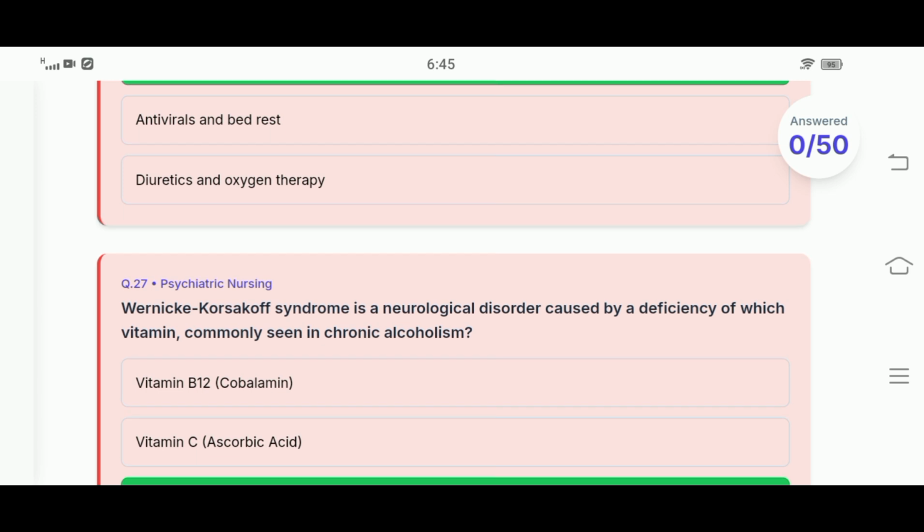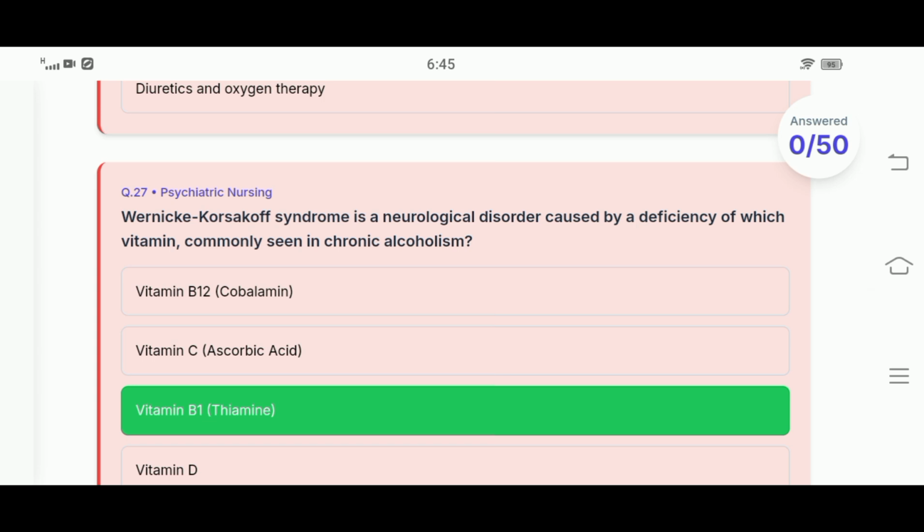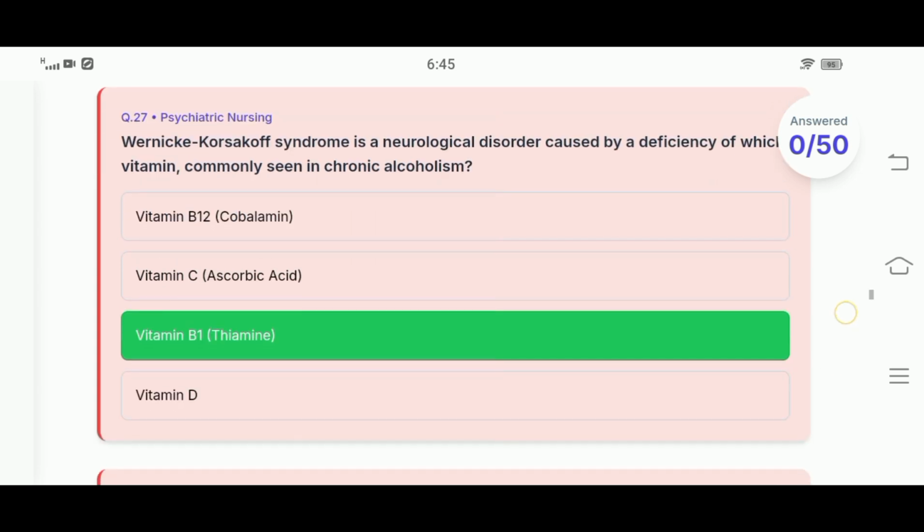Next, 27. Psychiatric nursing. Wernicke-Korsakoff syndrome is a neurological disorder caused by a deficiency of which vitamin? Commonly seen in chronic alcoholism. Options are A. Vitamin B12 cobalamin, B. Vitamin C ascorbic acid, C. Vitamin B1 thiamine, and D. Vitamin D. Correct answer is vitamin B1 thiamine.